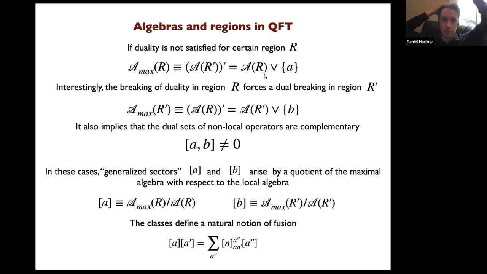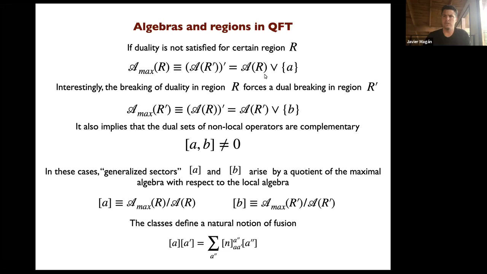For example, in Maxwell theory, I can have a tube region, and then I would say a Wilson line that lives in that tube is part of the algebra. But that definitely is not consistent with additivity, because I can cut the tube into two pieces, and in free Maxwell theory, there's no way to generate that Wilson line from the pieces of the tube, right?